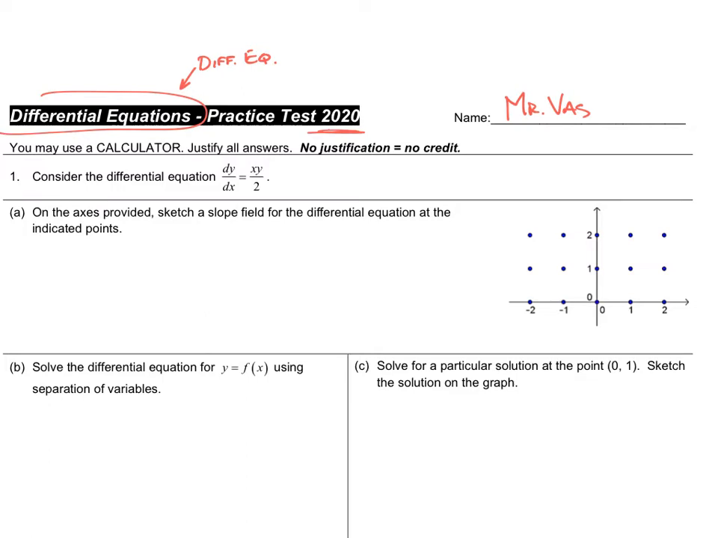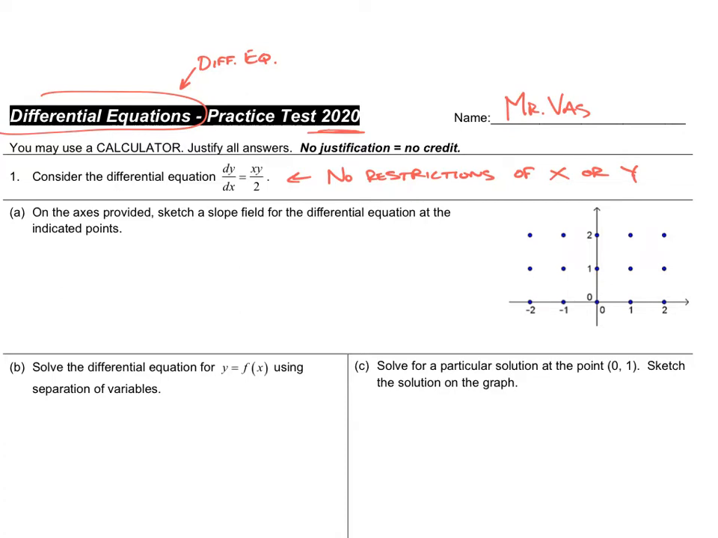Okay, so we have a differential equation here. It's dy/dx equals 1/2 of the quantity x times y. First thing I notice here is we've got no restrictions on x or y. We don't have anything in a denominator. We don't have anything under a square root symbol. So based on the differential equation alone, x and y can be any real number.